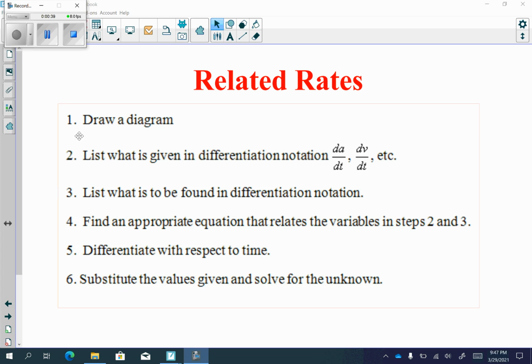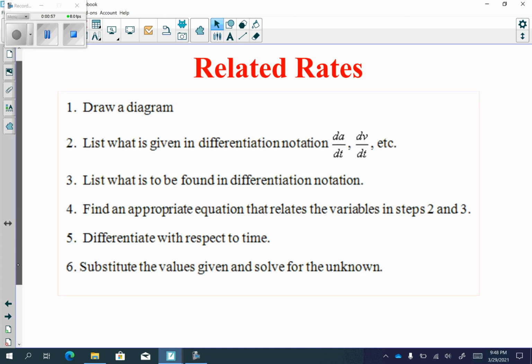So a lot of times a diagram will help. Today, a diagram is probably not necessary. List what's given in differentiation notation. dA over dt, that would be the rate at which the area is changing with respect to time. dV over dt, that's the rate at which the volume is changing. Okay, a lot of times you can tell by the units.